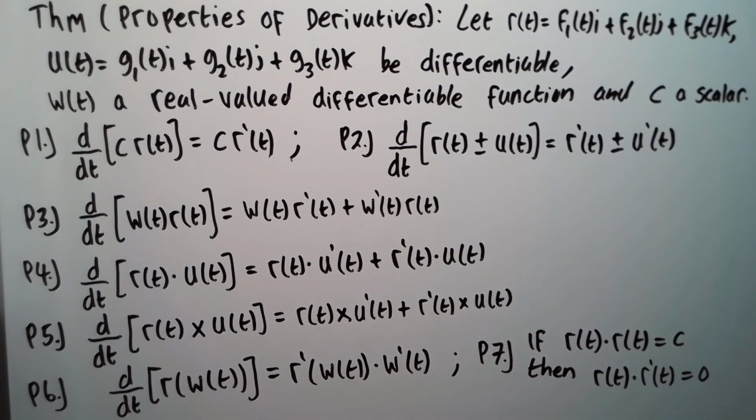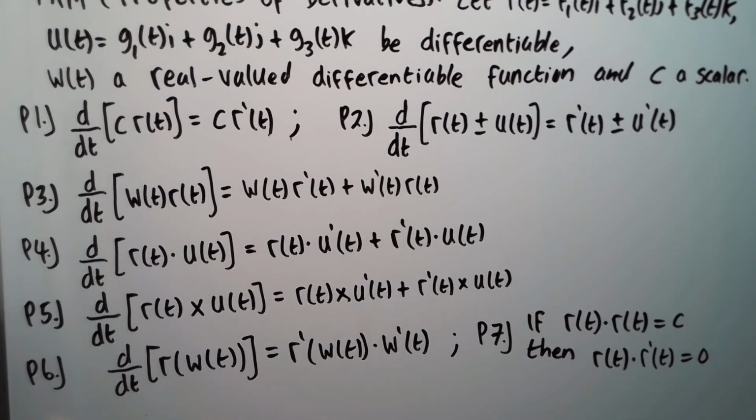Okay, property 6 down here. So it's like a composition here. You're going r composed with w. So this is a chain rule right here. So we recall the chain rule from Math 150 or single variable calculus. And property 7 says if r of t dotted with itself is some constant, that means that r dotted with r prime has to be 0. Okay, I'm not going to prove all of these properties here.